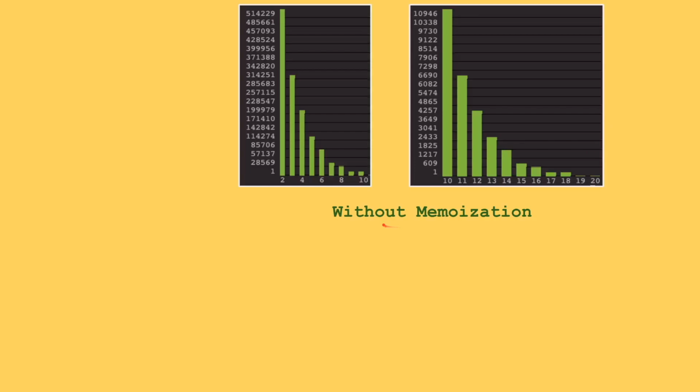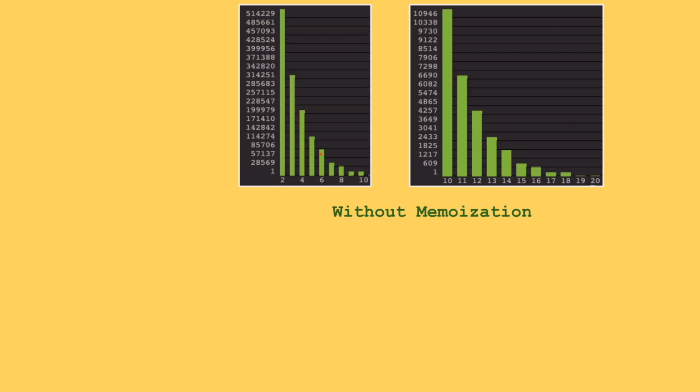Now, if you measure the number of times that we recalculate values, for example, for fib of 30, this picture shows that if we are calculating the 30th Fibonacci number, you will recalculate, for example, f of 2 over 500,000 times.